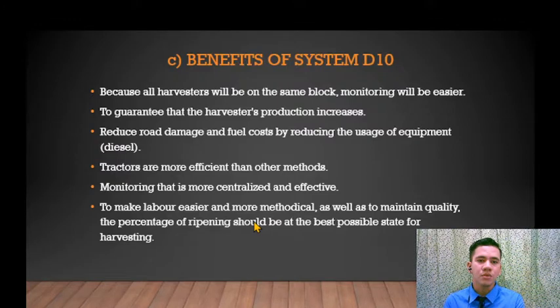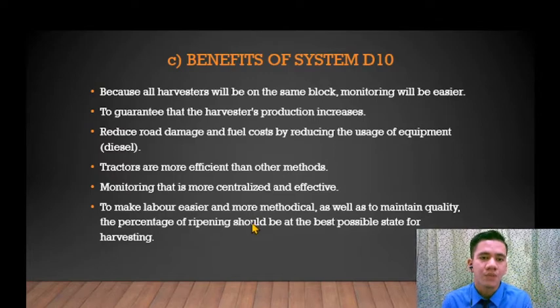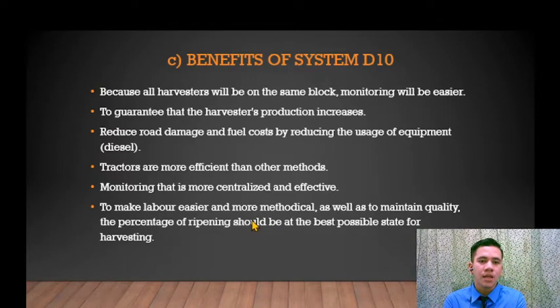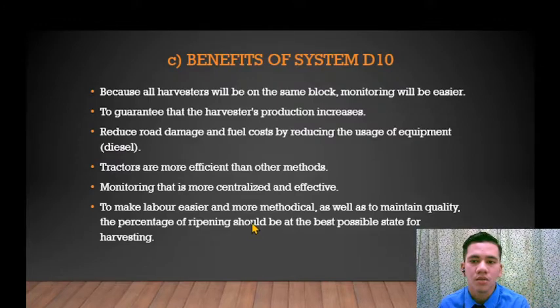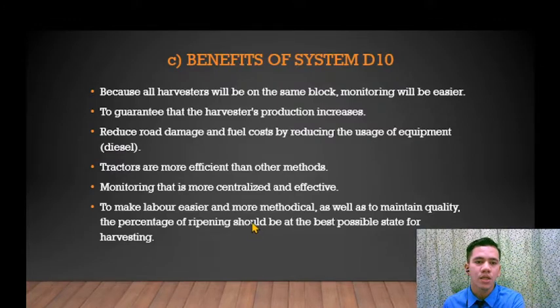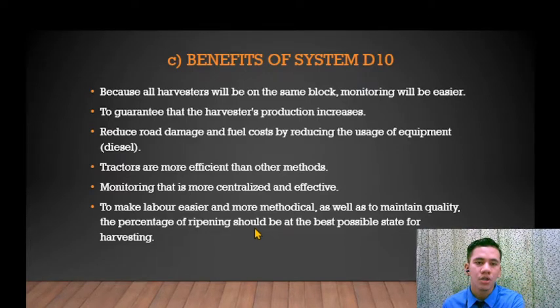Monitoring is more controlled and effective. And lastly, it makes the labor easier and more methodical, and to maintain quality, the percentage of ripening should be at the best possible state for the harvesting.